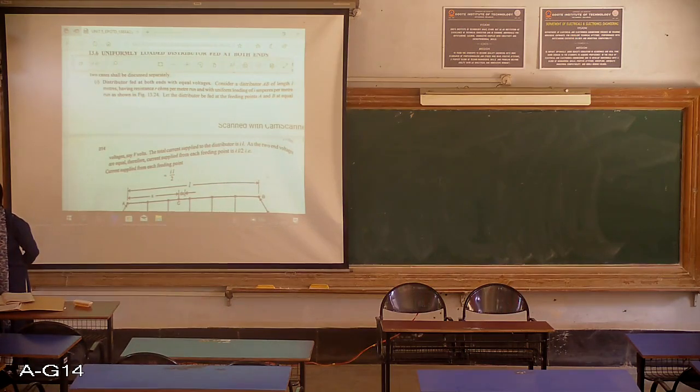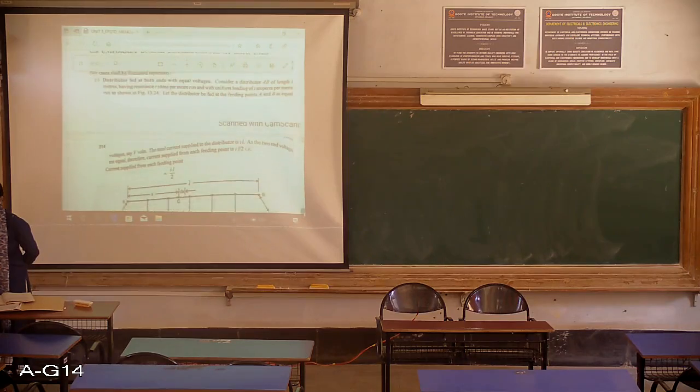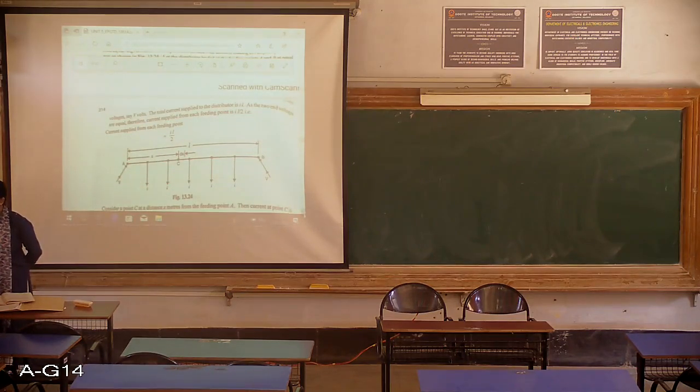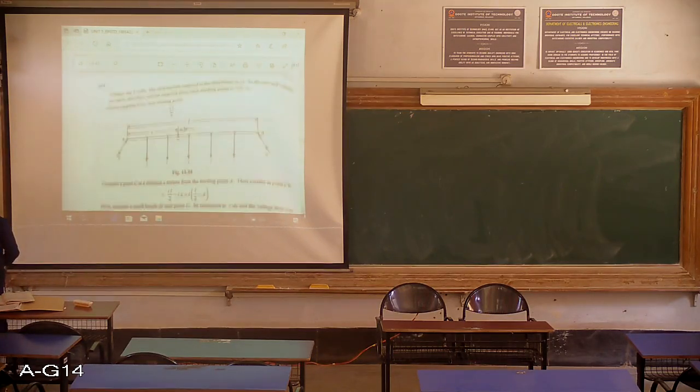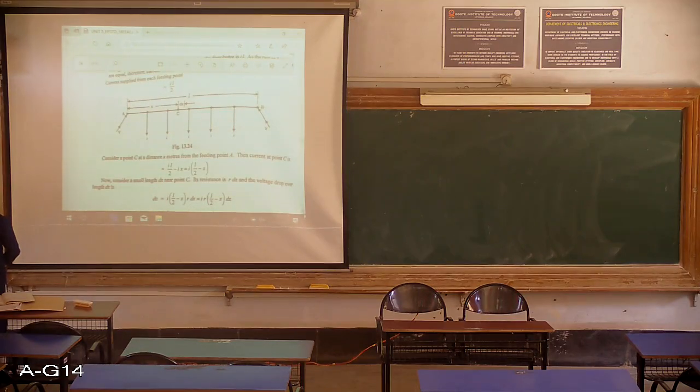The total current supplied to the distributor is I into L, that we have written already. As the two end voltages are equal, the current supplied from each feeding point will be I into L by 2, because both the drops are equal and the tappings are the same. So A supplies IL by 2, B supplies IL by 2. What is the current at any point C at a distance x from the feeding point A? The total current supplied by A is I into L by 2.